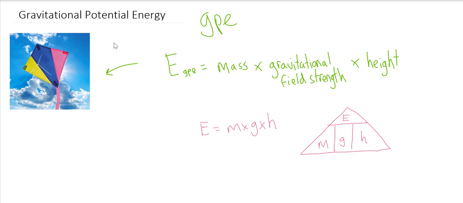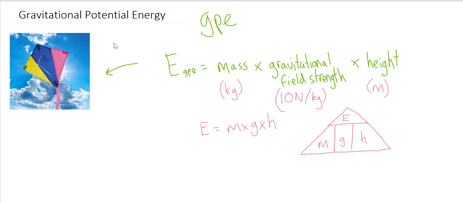Now, you'll also need to know the units of these different quantities. You should know that mass is always measured in kilograms. And there may be some questions where you have to convert from grams to kilograms. The gravitational field strength is a constant on Earth, and it's 10 newtons per kilogram. And height is always measured in meters.